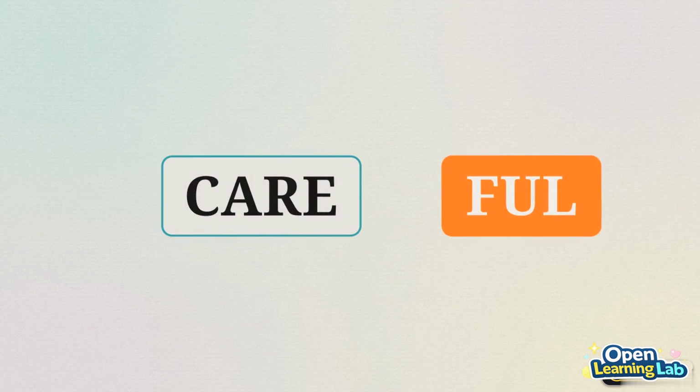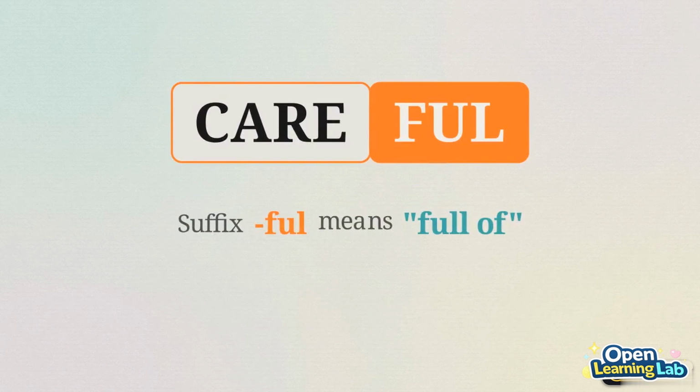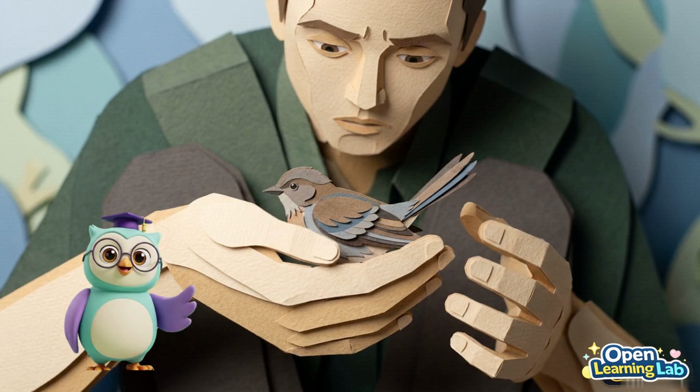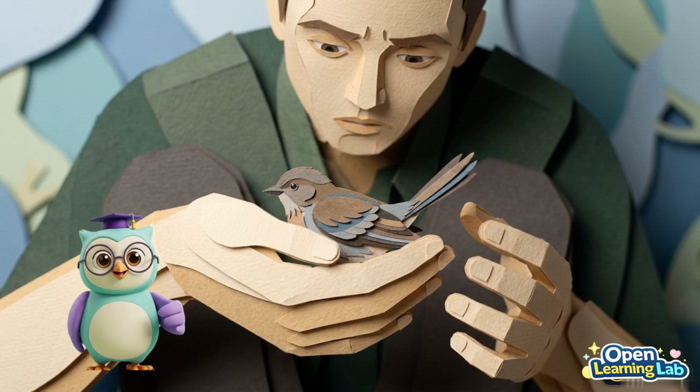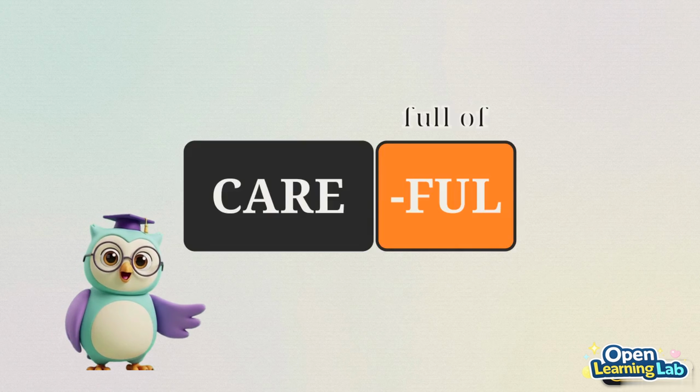Let's test this with the word shown here, care. If we take the suffix spelled FUL and snap it onto the end, we make careful. This specific suffix means full of. So if you attach that ending, the word careful translates to being full of care.